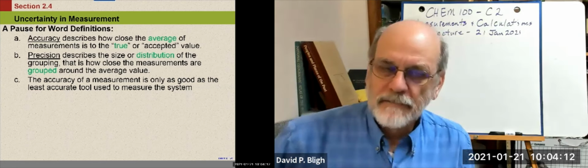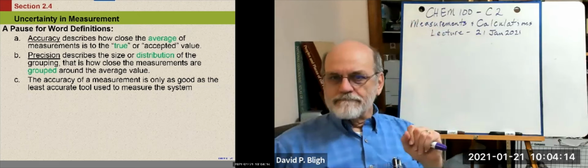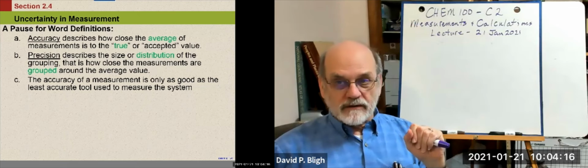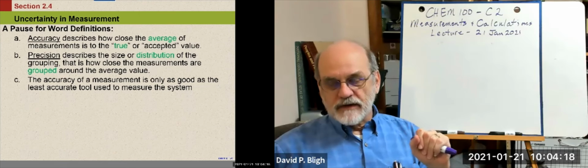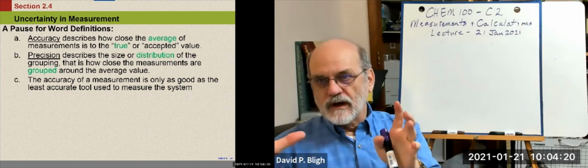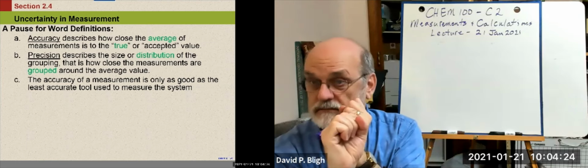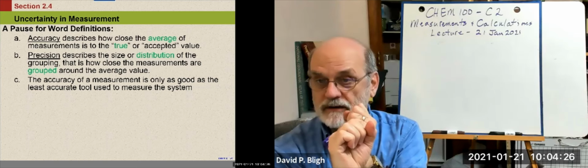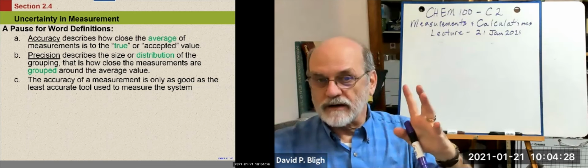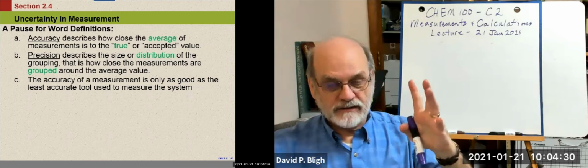Precision means what's the distribution of your measurements? If you make two or more measurements, are they bundled tightly together? Very precise by this definition? Or are they spread way apart? They're very imprecise.